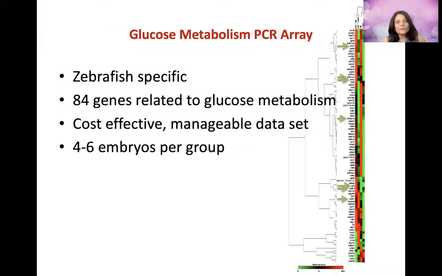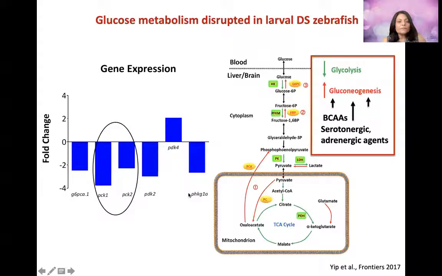We went on to do a glucose metabolism PCR array, which was very specific to zebrafish genes that control glucose metabolism. And in this experiment, what we found was there were many genes that were altered, but most prominently altered were two important genes that were involved in glucose metabolism, which are phosphoenolpyruvate kinase 1, PCK1, and PCK2. And as you can see on the right here, what these genes do is they control the process of new glucose formation, which is gluconeogenesis.